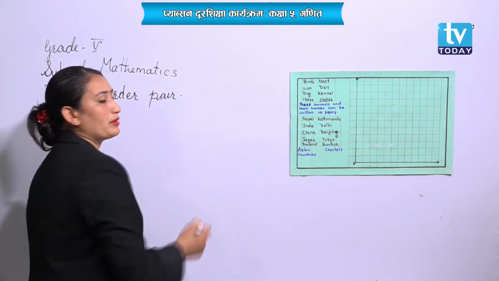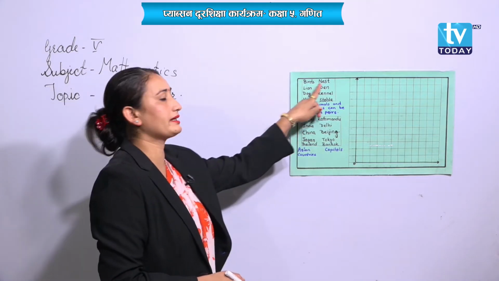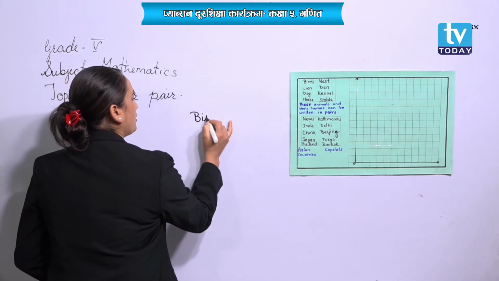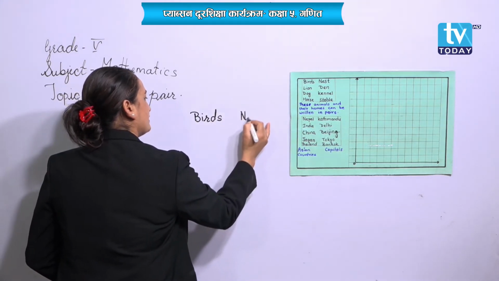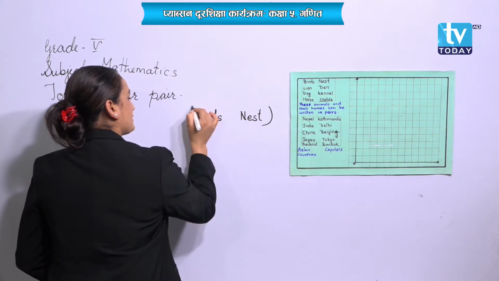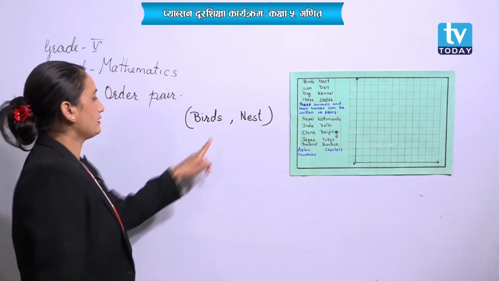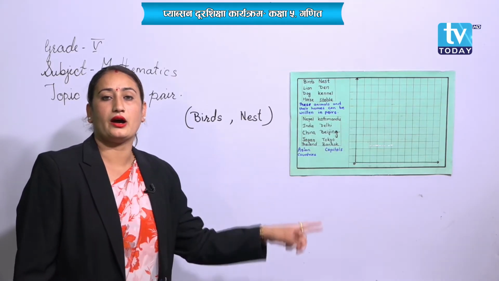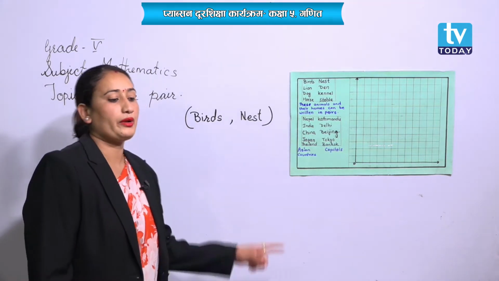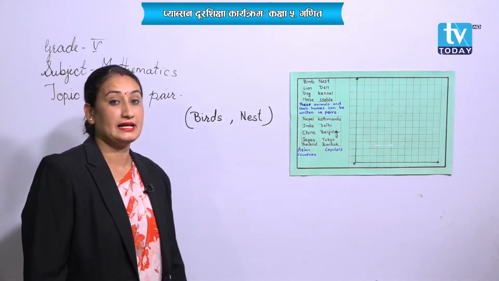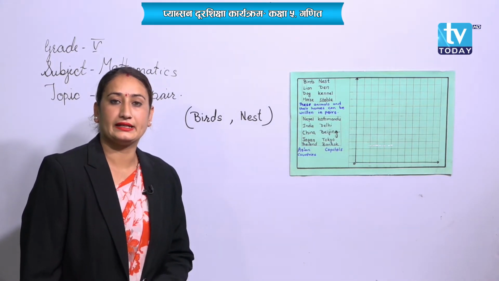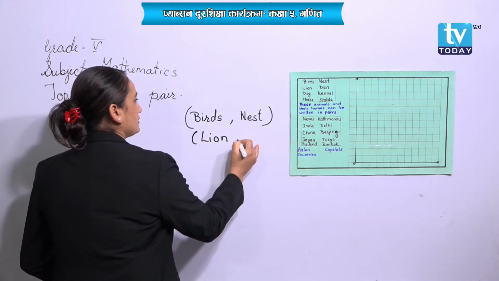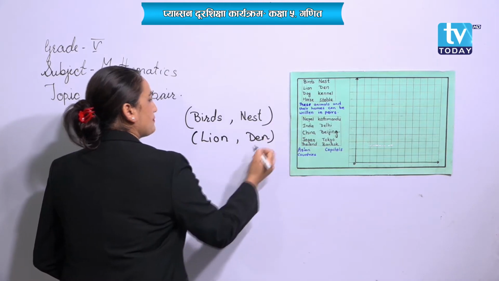The first one is bird and nest. Birds live in the nest, right? So, the ordered pair of bird and nest must be kept inside a bracket, and in the middle there must be a comma to separate them. It's called an ordered pair. Now, same like this, we have the next one. It's lion and den. Lion lives in a den. So, lion, comma, den.